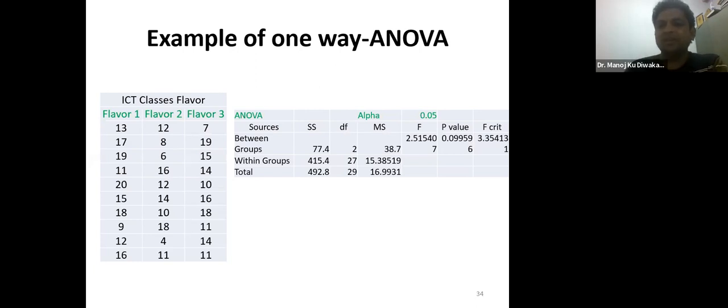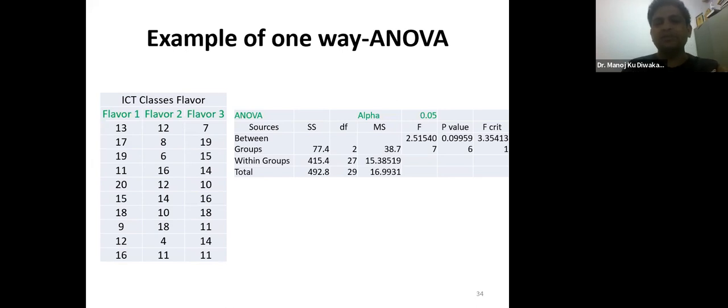So F is 3.35, and this is the p value. The p value is 0.09, and you can easily understand whether it is less than 0.05 or greater than 0.05. Accordingly, you will say that it is a significant or non-significant p value. Okay, so this is the analysis table.